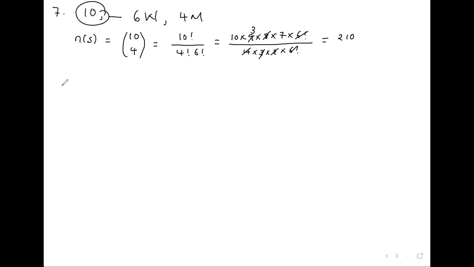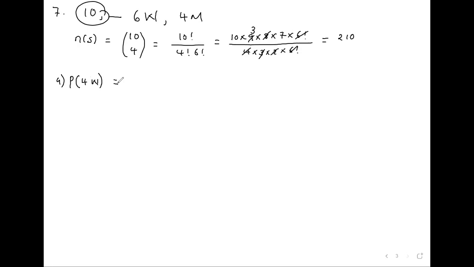Then now we go to our questions. Three of the women are sisters. So find the probability that the group chosen consists of 4 women. Meaning, the probability that you have 4 women.